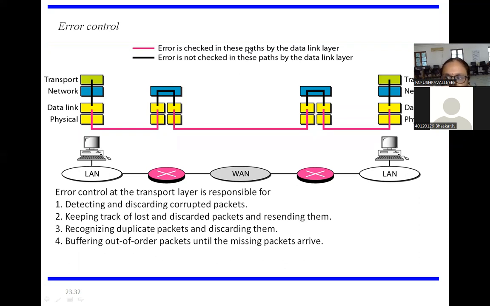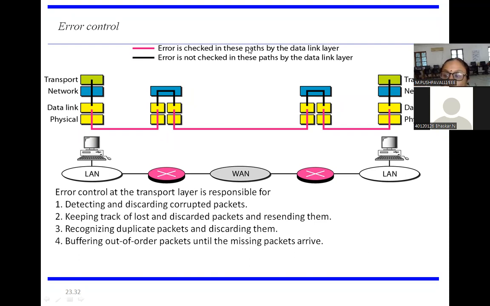And sometimes a packet will not be received from the sender side at the receiver side. So for all those reasons I can identify that it is an error. The next one is keeping track of lost and discarded packets and resending them. Sometimes my packet will be lost, so I have to understand that I didn't receive any acknowledgement, so I can understand that I have to retransmit my packets.